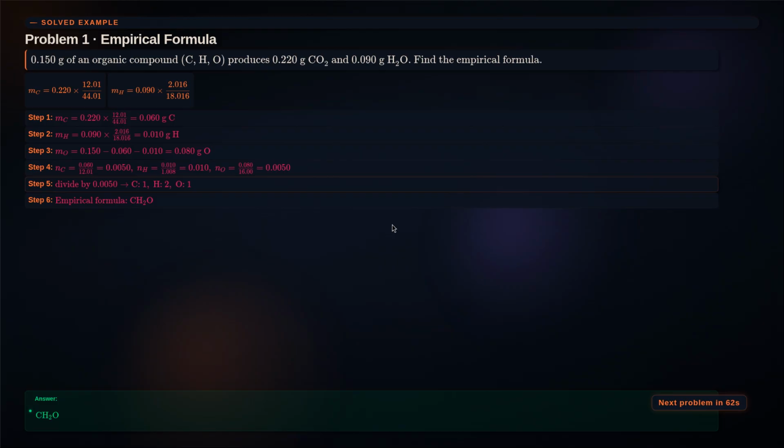0.150 minus 0.060 minus 0.010 equals 0.080 grams. Step 3. Convert each mass to moles. Carbon, 0.0050 moles. Hydrogen, 0.010 moles. Oxygen, 0.0050 moles. Step 4. Divide by the smallest value, 0.0050. The ratio is 1 to 2 to 1. The empirical formula is CH2O.